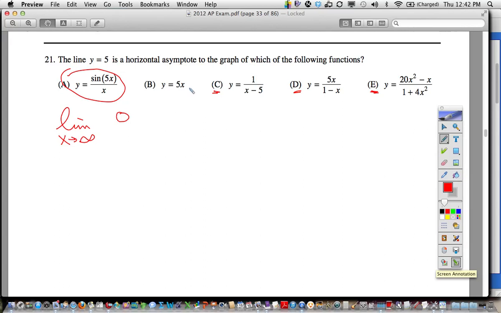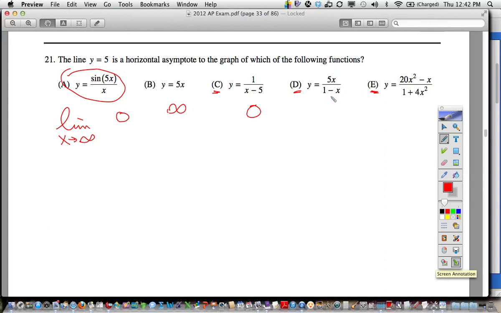5 times infinity, which is infinity, right? 5 times infinity is still infinity. We're going to talk a little bit today about infinity and different meanings and so forth. What about this one? This one is 0. Infinity minus 5 is basically infinity. 1 divided by a great big number is going to be a really small number, go towards 0.